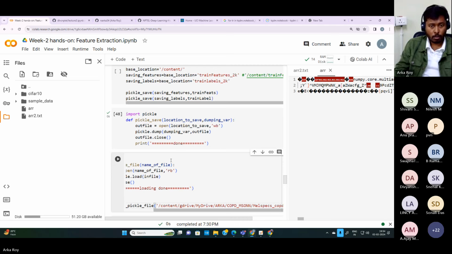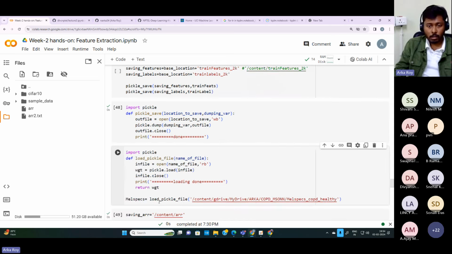So over here, let me just cut this one. Now I can show you.